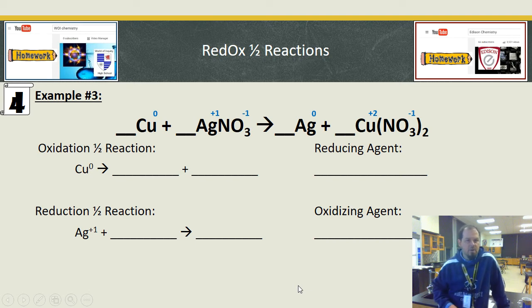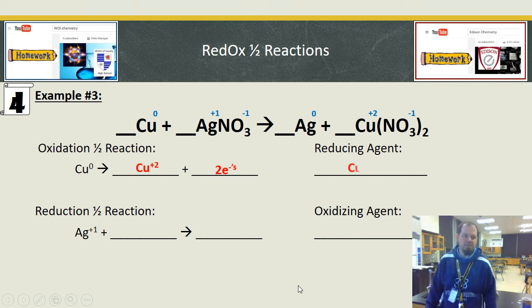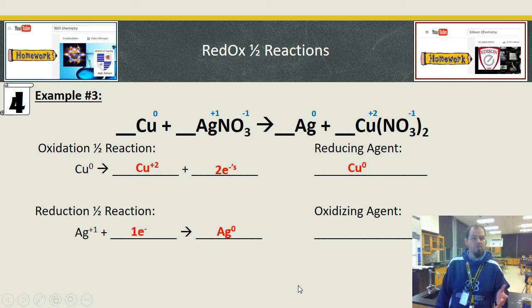I see Cu0 on one side, I see Cu +2 on the other side. Therefore, I must have lost 2 electrons. Reducing agent, obviously Cu0. Notice I've set these up so that the reducing agent is the actual thing that we're talking about, to help you figure out what they are and be able to successfully do it. I have Ag +1 on the reactant side. It goes to Ag0 on the product side. So notice I put it on the product side. And then how many electrons did I gain to get from +1 to 0? Well, I gained 1 electron.